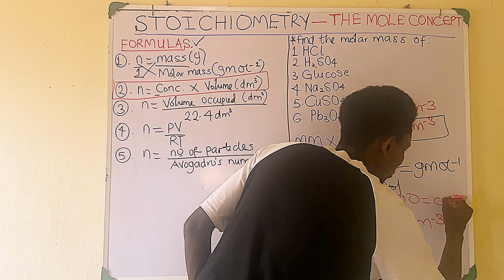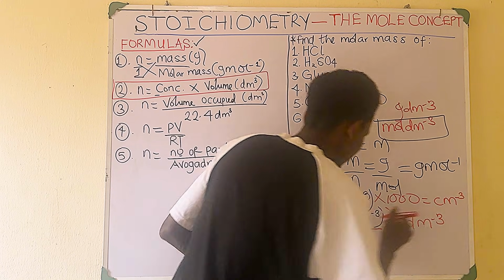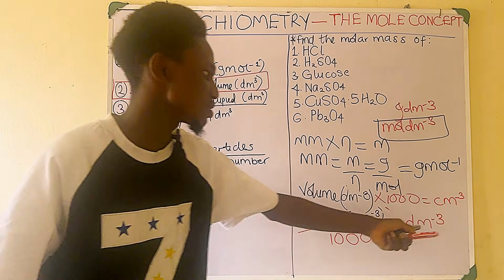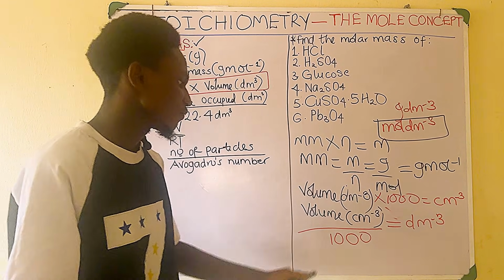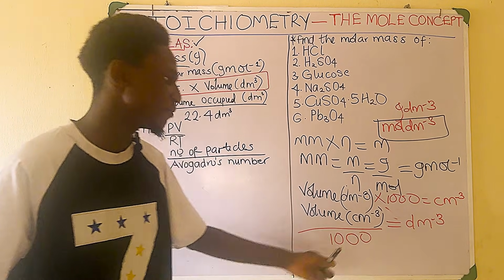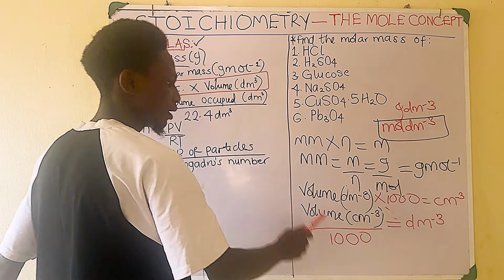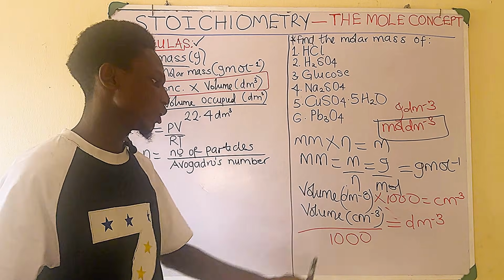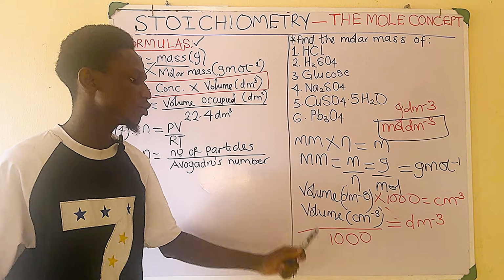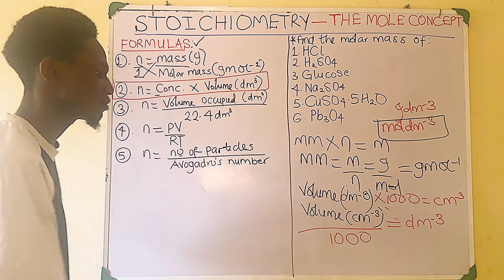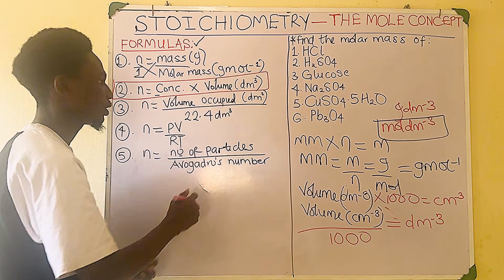This one gives you the volume in cm cube. Remember: from dm cube to cm cube, multiply by 1000; from cm cube to dm cube, divide by 1000. Very simple. So in case the examiner tends to be tricky and gives you cm cube and not dm cube, you already know what to do. Once it's in cm cube, divide by 1000 to give you dm cube. That's what we need for our solution here now.